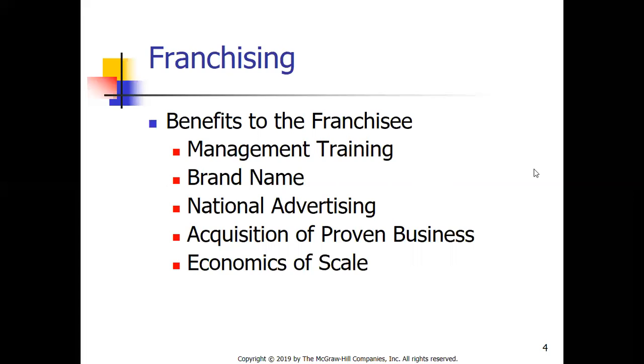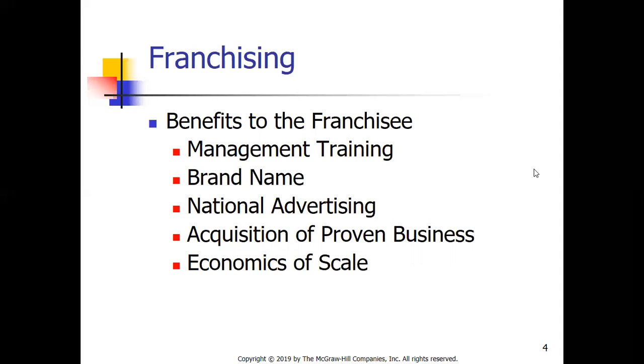And last but not least, economies of scale. Centralized purchasing and saving on cost of materials and equipment, because basically when you do ordering, you order in bulk, and it is also produced in bulk by the franchisor. So you can enjoy economies of scale, and it will be at a cheaper price compared to if you purchase on your own.